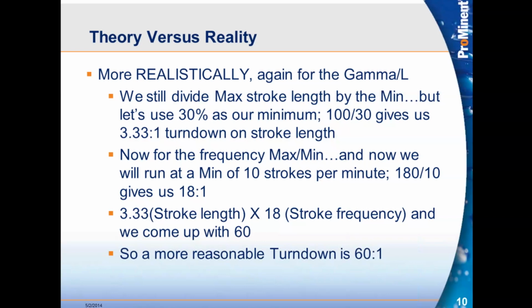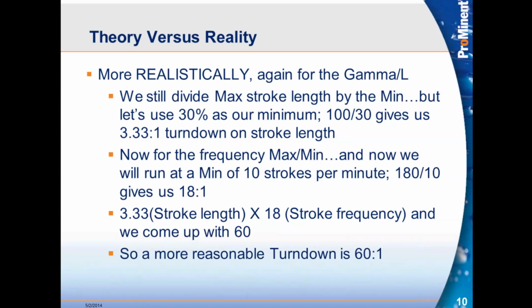And if you actually look at a Gamma L pump at 30% on the stroke length, there's actually a little bar that highlights that range below 30%. So our recommendation is usually 30% is a minimum on the stroke length. So that would be a very realistic or practical turn down.